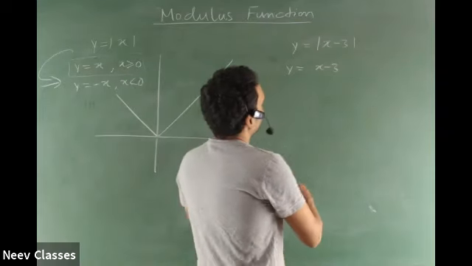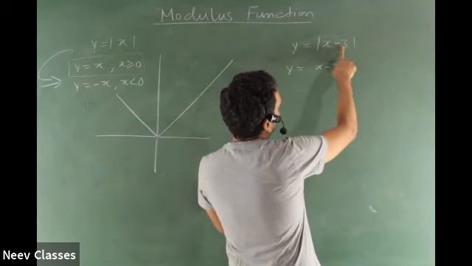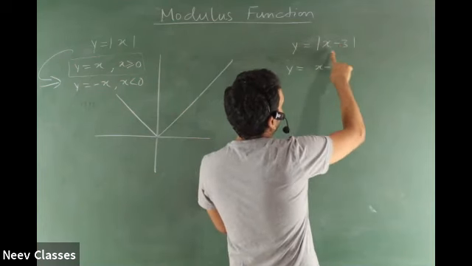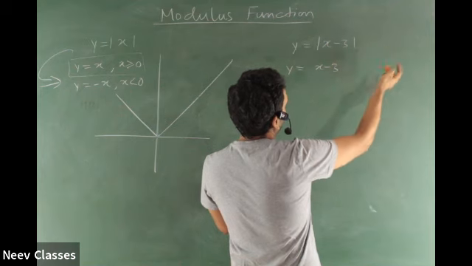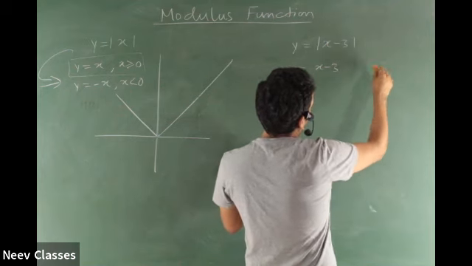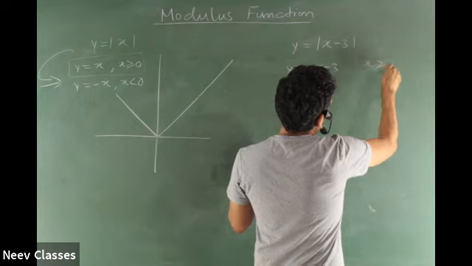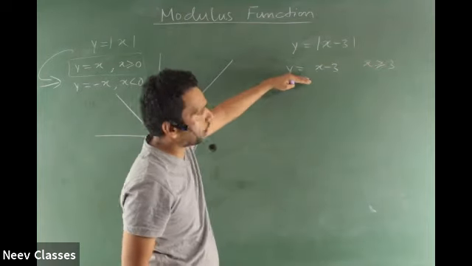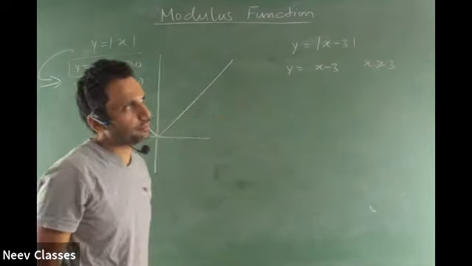Sir, if x is equal to 3 or more, then we don't need to put the mod. Absolutely right. So if x is more than 3, this x minus 3 will be a positive value, and the mod of a positive value is the value itself, so no need of mod, right? X is greater than or equal to 3, right? At least we can draw this graph, right? Get the point? Okay, we'll draw the graph later.